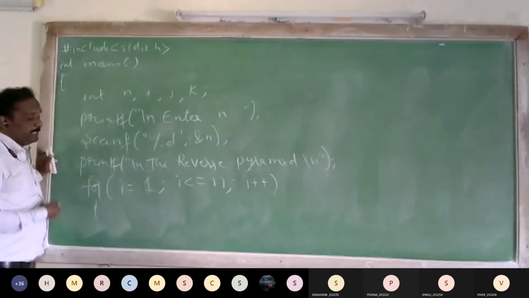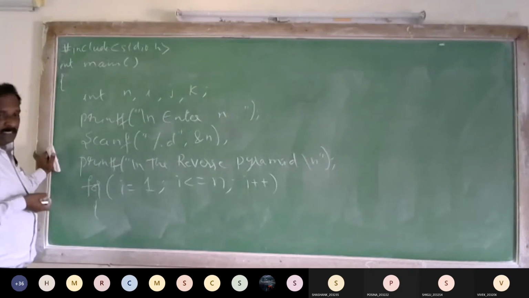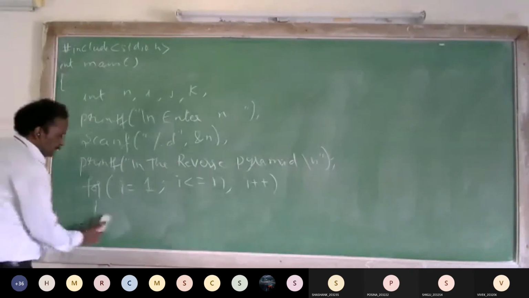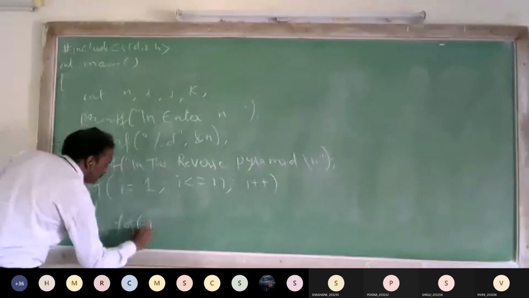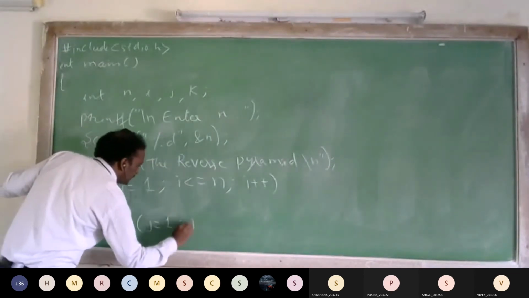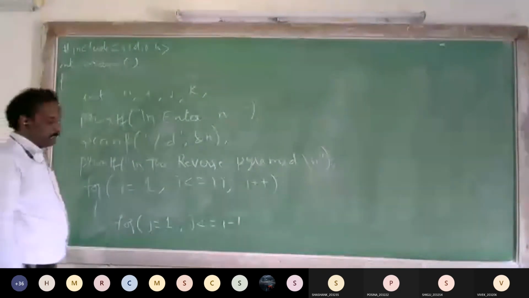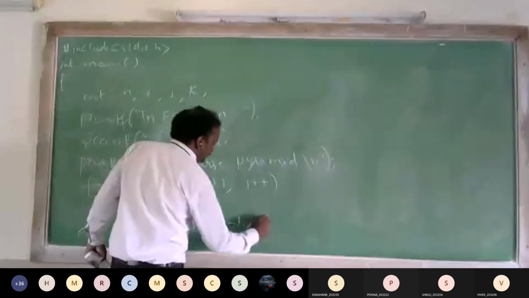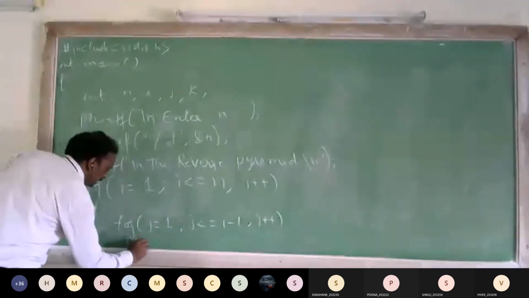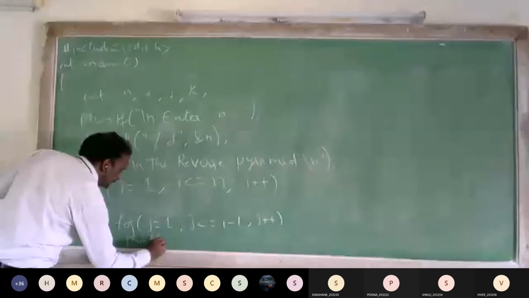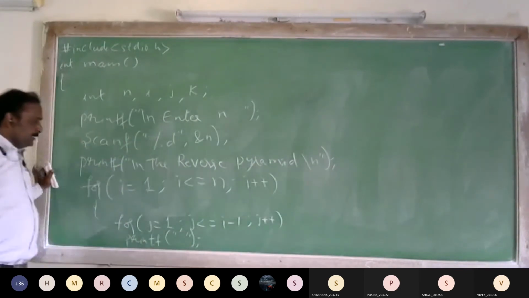In the first row, how many spaces are there? 0 spaces are there. In the second row, 1 space is there. So I will use the j loop: for j is equal to 1, j less than or equal to i minus 1, j plus plus. What I am doing here is printing just the spaces. Just leave a single space here.